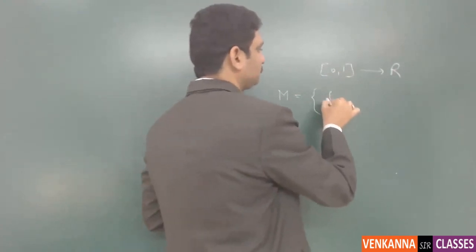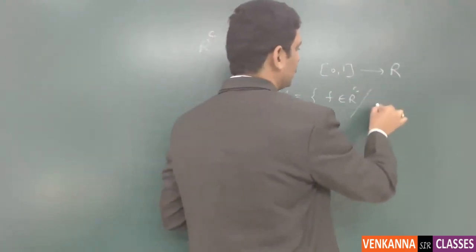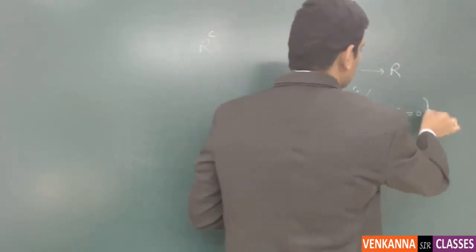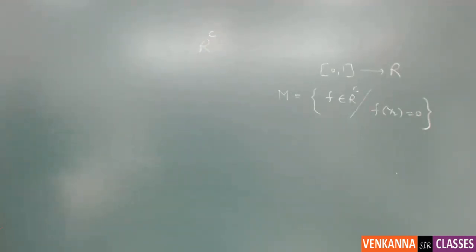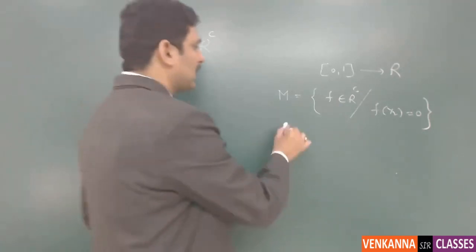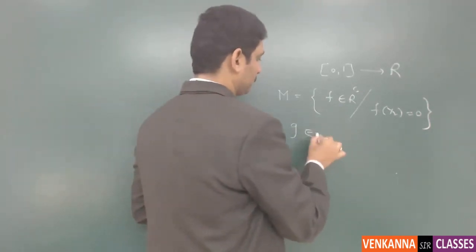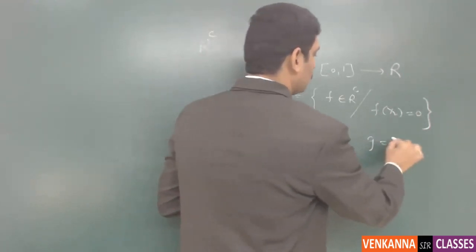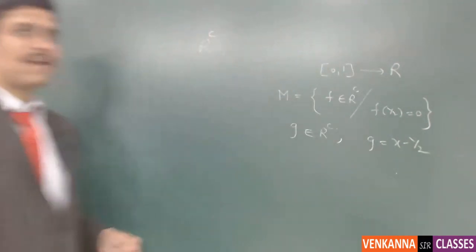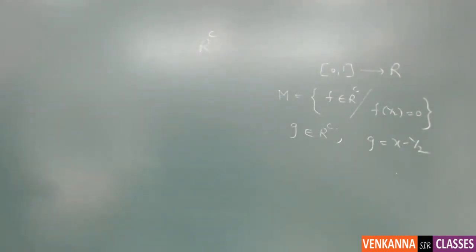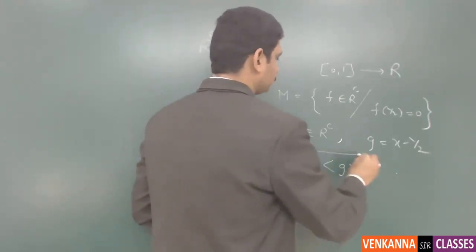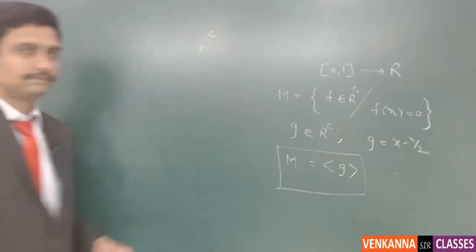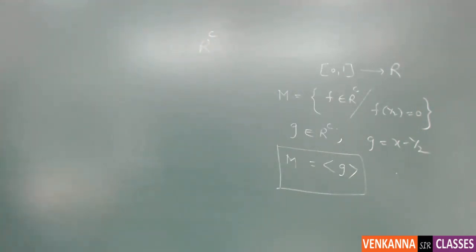And I have taken a new set M, the set of all the functions in the ring such that for those functions 1 by 2 is the root, and you take another function G, the linear polynomial x minus 1 by 2. Now the question is, the set M is generated by G. This is the claim of the problem. It is also a previous year question.